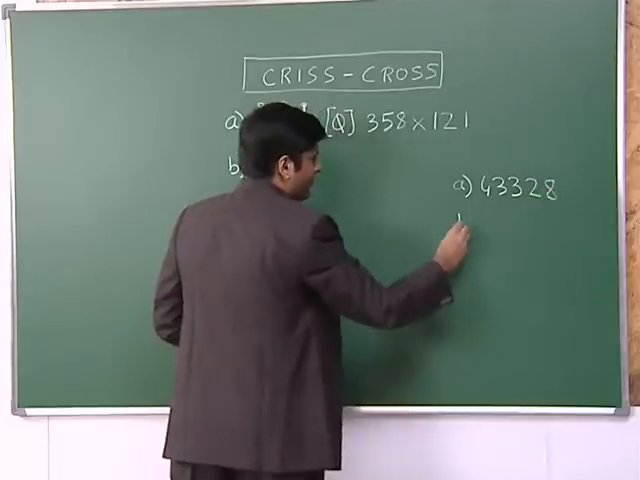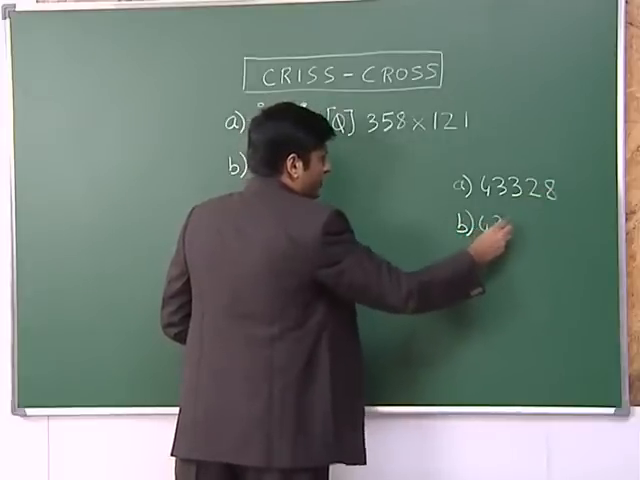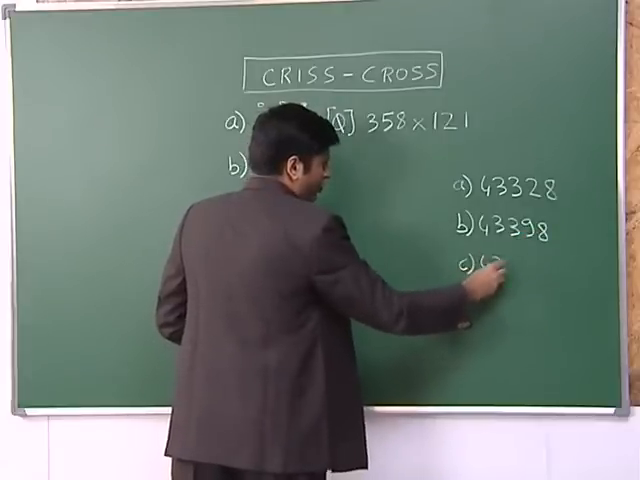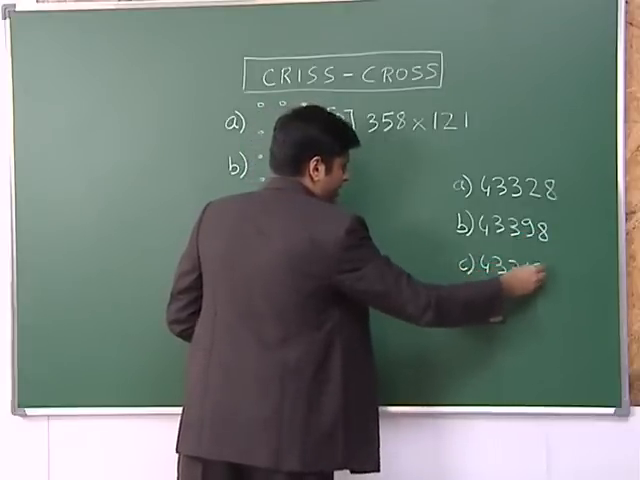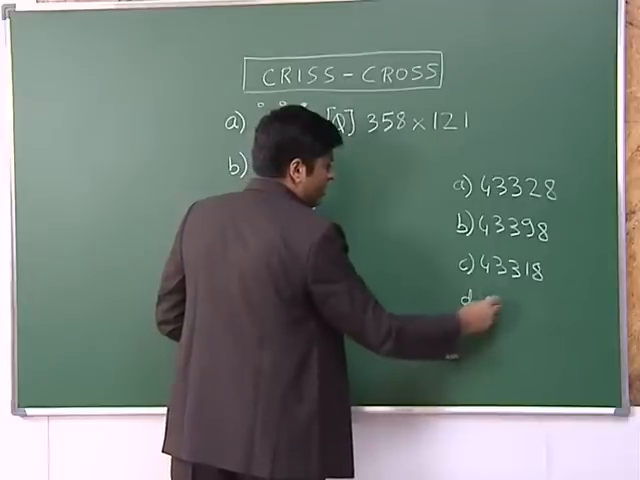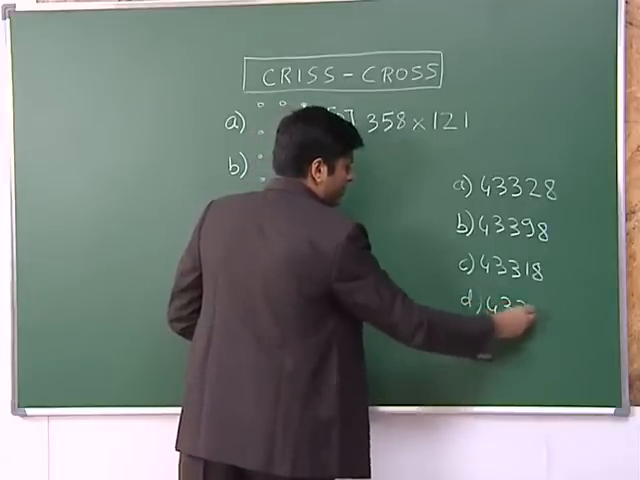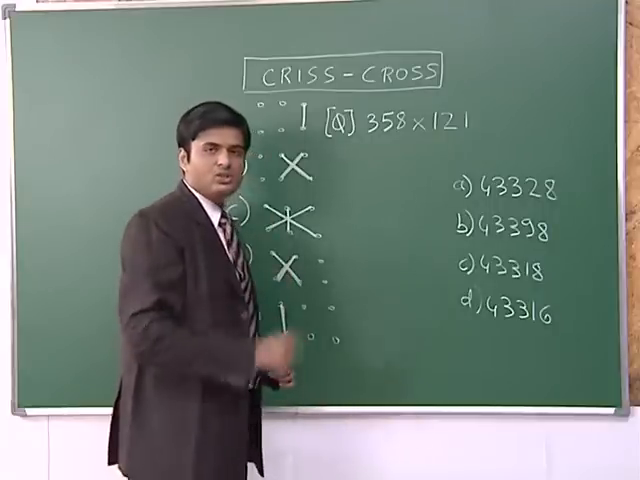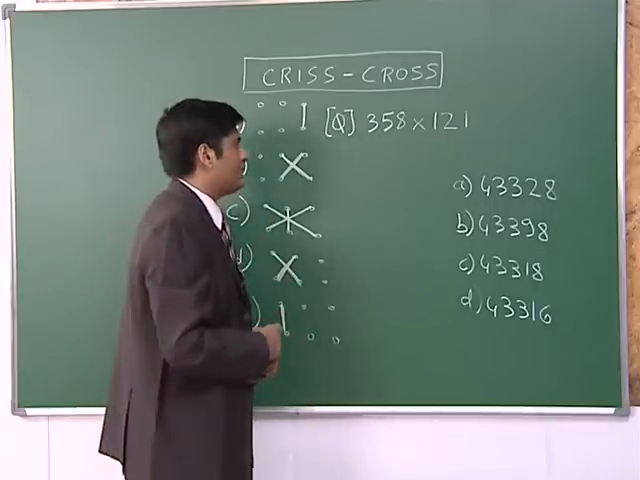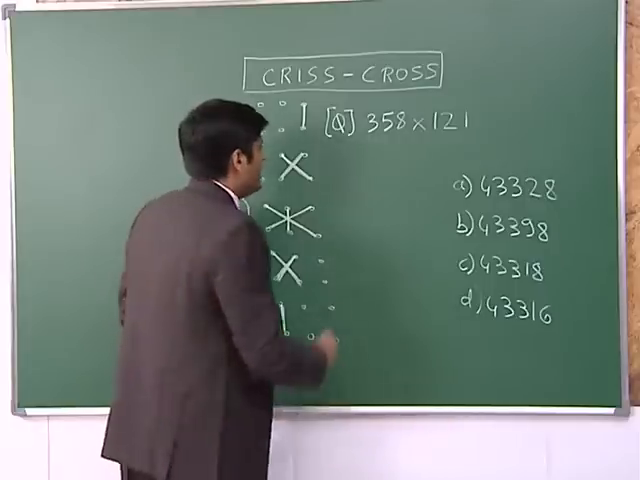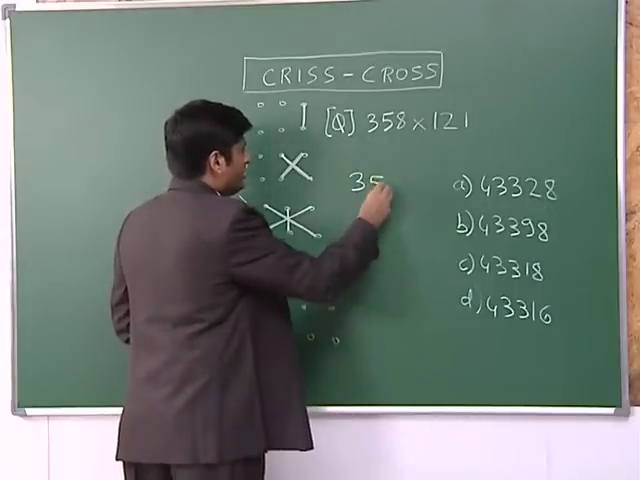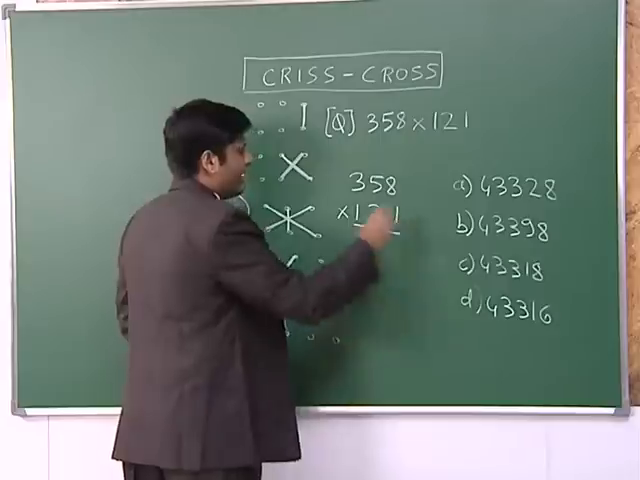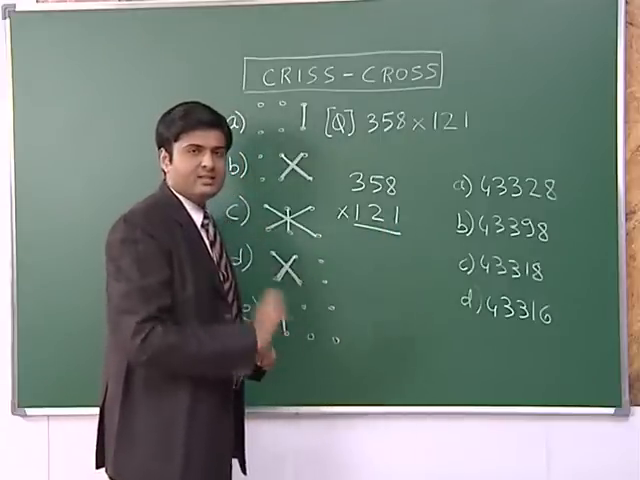43328, 43398, 43318 and 43316. Out of these 4 choices, I must take any one as the correct answer. So let us see how we can do it. I write my question here, 358 times 121, and I apply my Vedic math system.